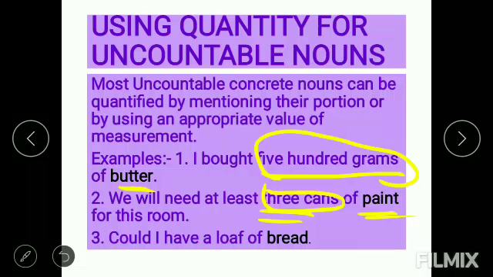Third, could I have a loaf of bread? So bread is an uncountable noun and a loaf is the quantity of this bread, which is an uncountable noun.